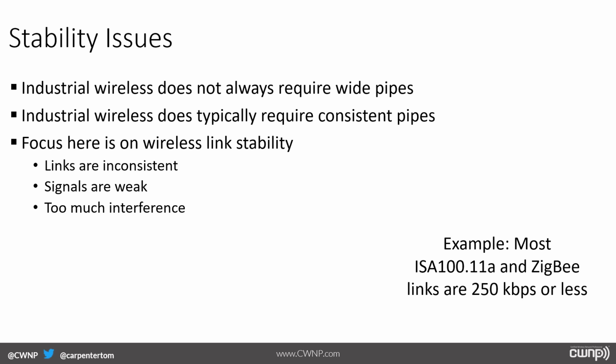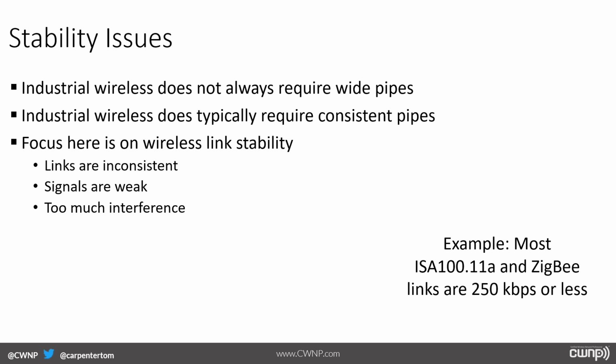There are other industrial wireless protocols that have a throughput of less than 100 kilobits per second. And that's their maximum throughput. And people love them because their stability is there. What they need is there.